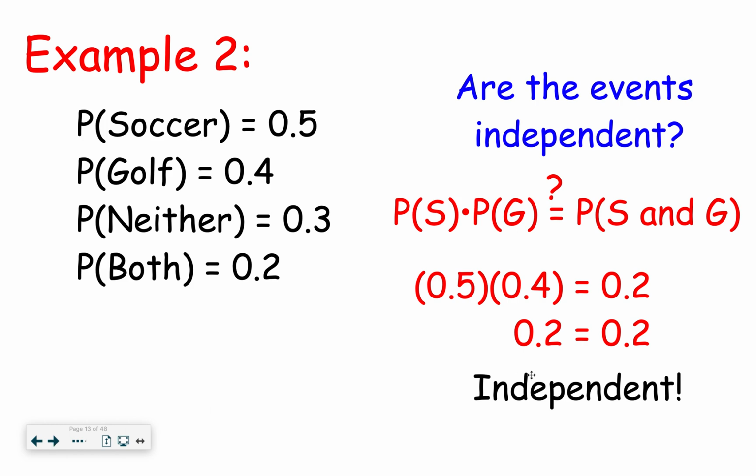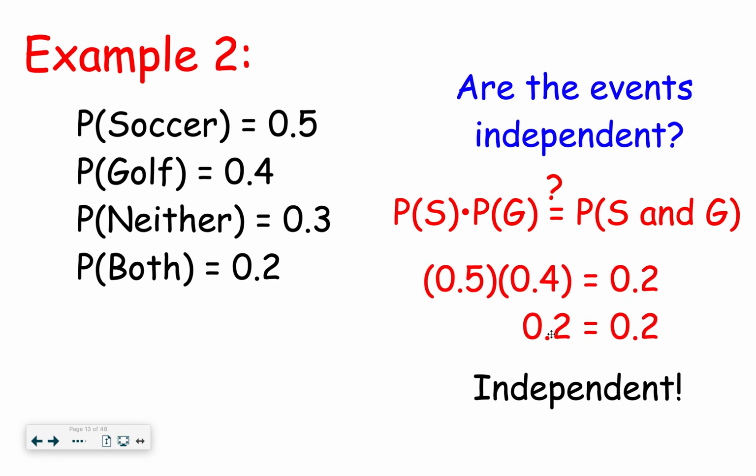Now, just a disclaimer, if these two numbers are real close, like if this was 0.19 and this was 0.12, you could still consider the events independent if they're close enough to being equal, okay?